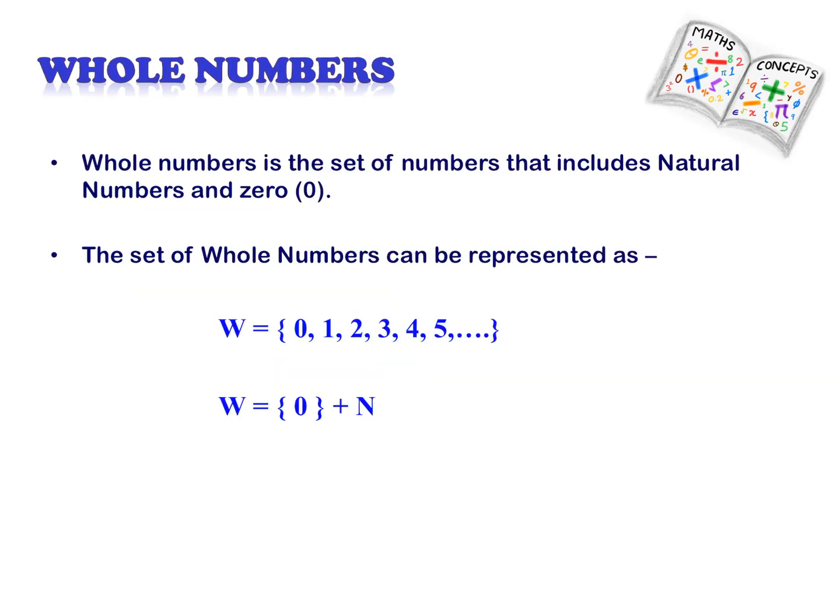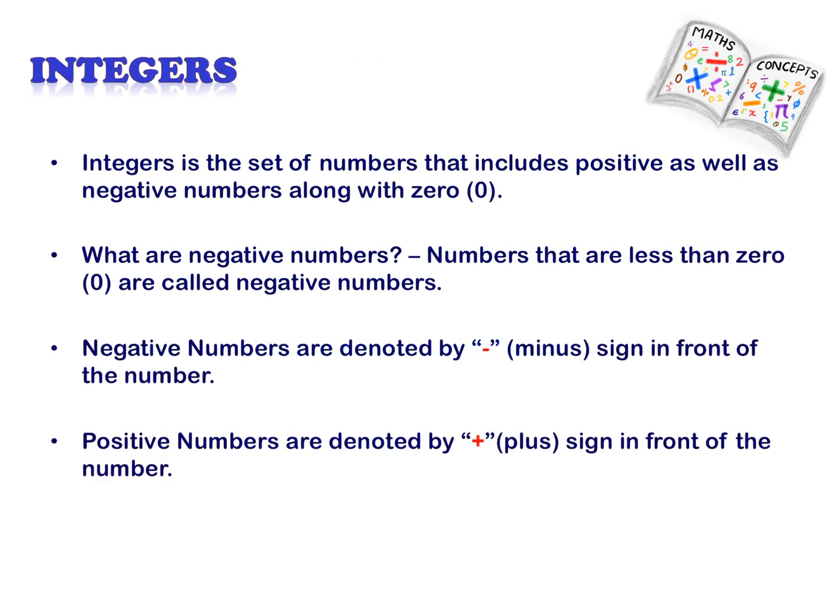Okay, the next concept we will revise is whole numbers. What are whole numbers? Whole numbers is the set of numbers that includes natural numbers and 0. So if you add 0 to the set of natural numbers, you get the set of whole numbers. The set of whole numbers can be represented as W equal to, in brackets, 0, 1, 2, 3, 4, 5 and so on. Or it can also be represented as the union of two sets. The first set includes 0 and the second set is natural numbers.